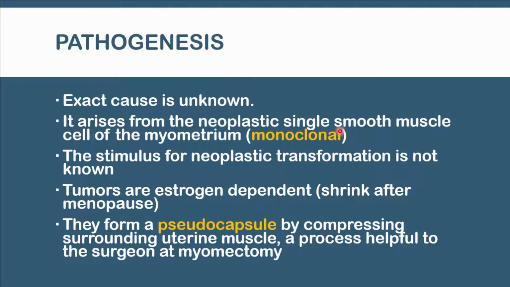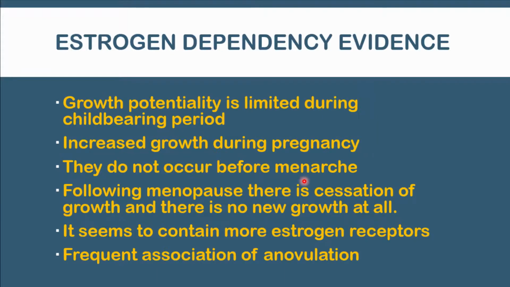The stimulus that can actually transform this tumor to become neoplastic, we don't really know what causes that. But what we assume, or what we have seen, is that these tumors are pretty much dependent on estrogen. Sometimes this tumor may form what is referred to as a pseudocapsule, where it's going to be compressing the surrounding uterine structures. And this is very important because once you're doing your myomectomy, it makes it easy for the fibroids to be removed as a whole.